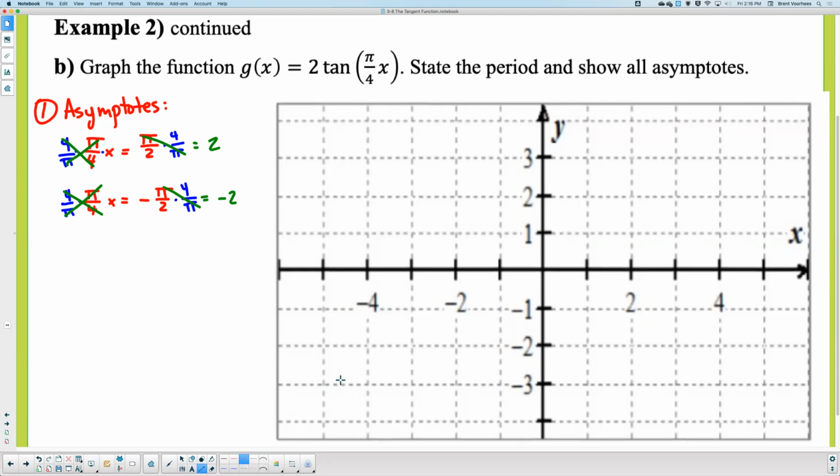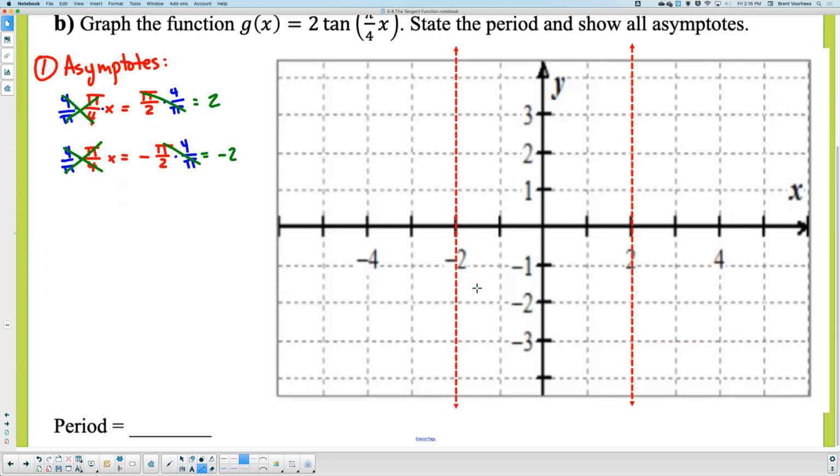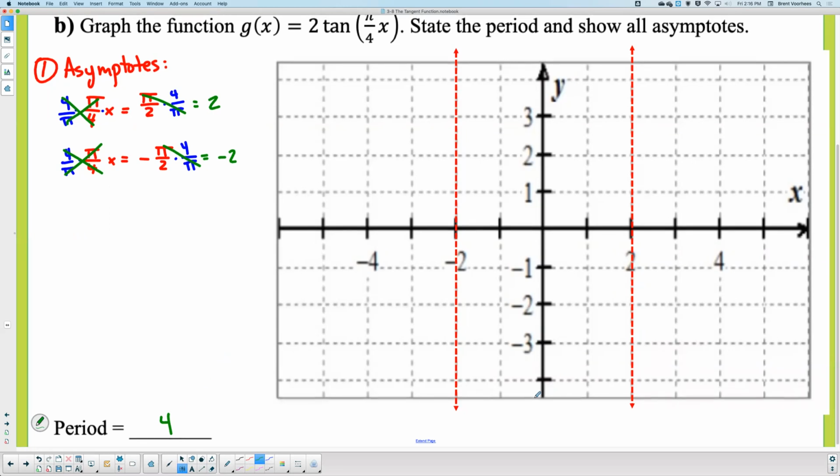I'm guessing if you're thinking on it, you've probably figured out what the period is without even doing any equation stuff. If you know one asymptote's at positive 2 and you know another's at negative 2, what's our period? 4. We can go ahead and put the period in. Our period's going to be 4 this time. That's our period. It's 4 units. Go ahead and write that in.